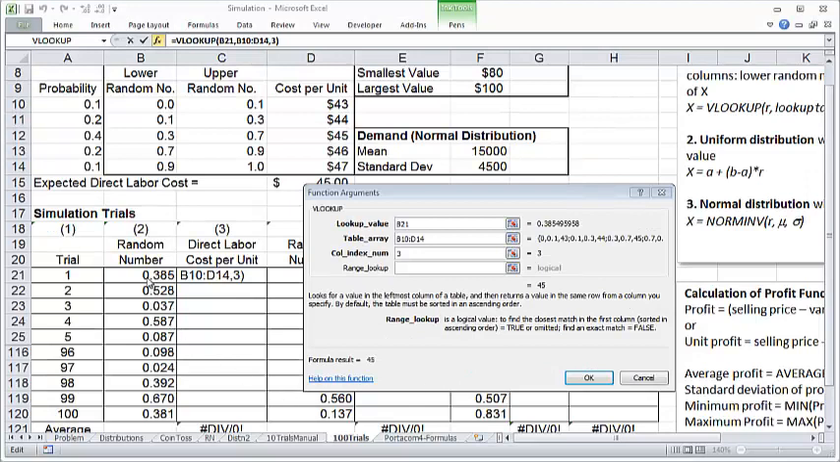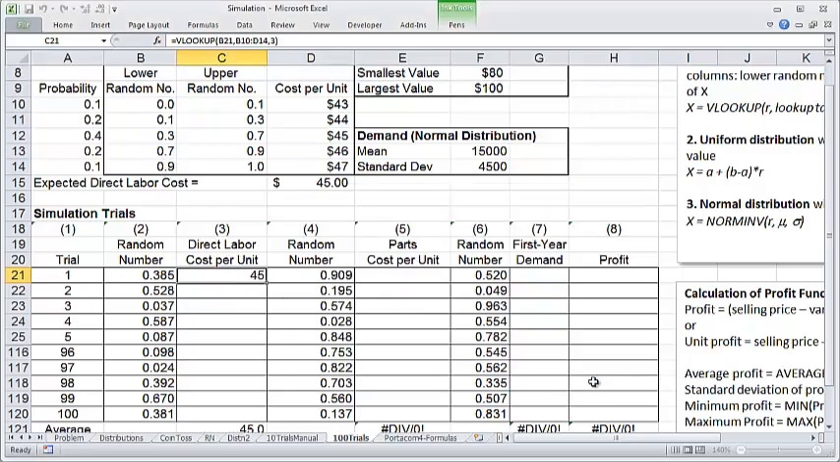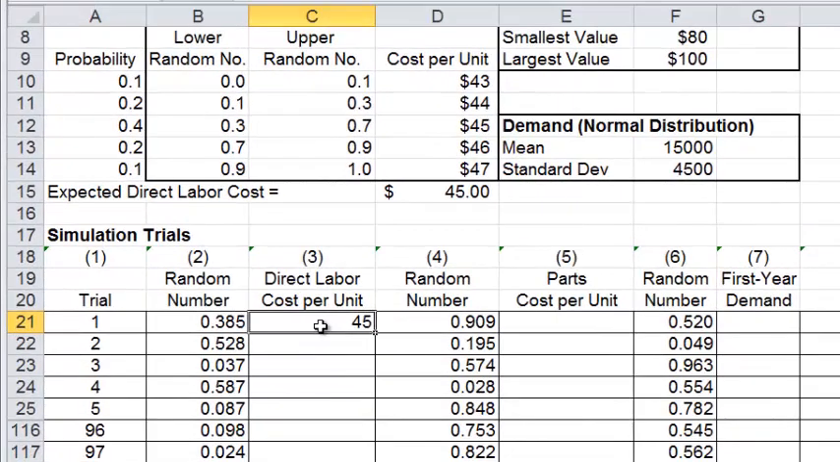If you're just looking for the closest match to this number in this column, then I don't have to say anything here. So I'm just going to say OK. And you see we get the correct number.